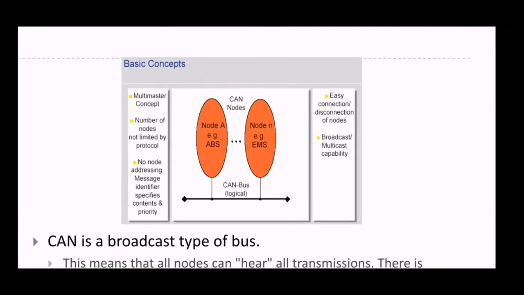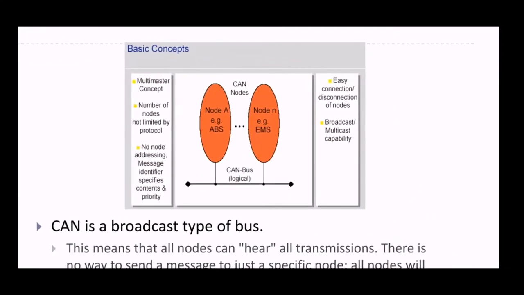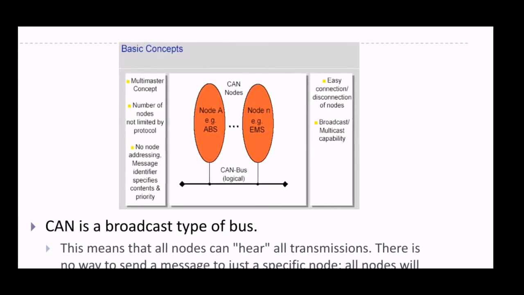In this tutorial we are just seeing the arbitration, so again the same kind of concepts come. Multi-master concepts, the number of nodes is not limited by the protocol, node addressing, message identifier specifies content and priority. Here node A, node N, so ABS, then EMS. These are CAN nodes, this is the CAN bus.